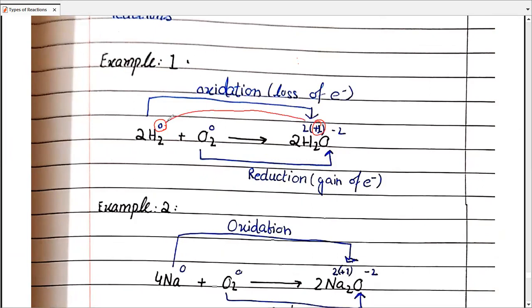So 0 and +1. Of course, 0 is a smaller number, +1 is a bigger number, hence that is oxidation. 0 and this one is -2. So if we're going from 0 to -2, we know 0 is a bigger number in math as compared to -2. So it's moving from a bigger number to a smaller number, hence reduction. Make sense? Yes, sir.